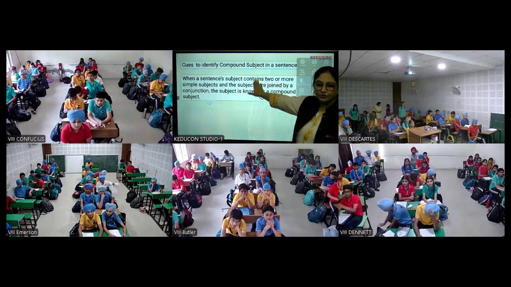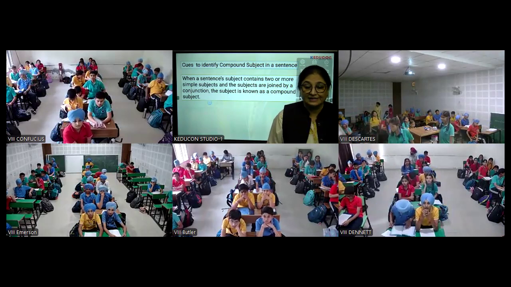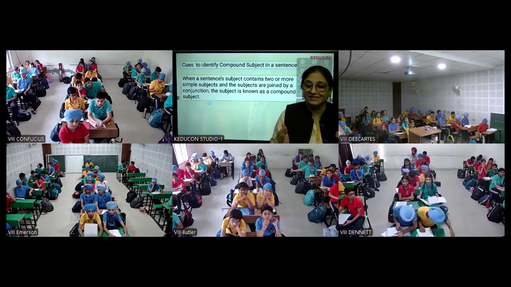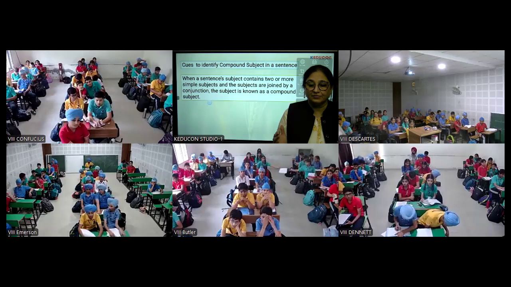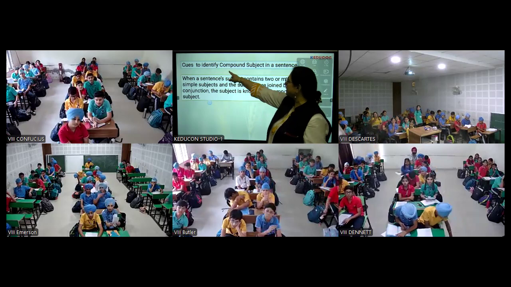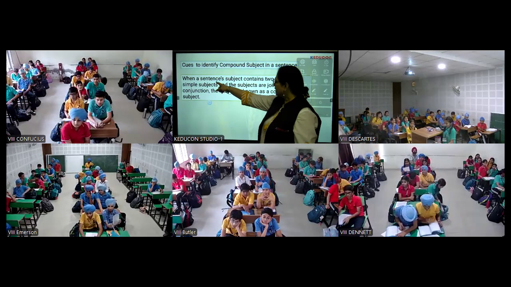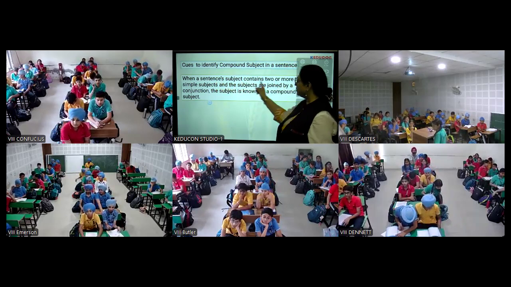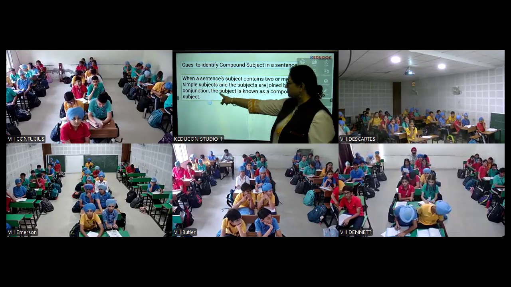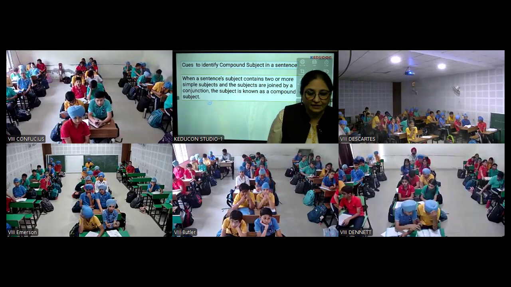Okay, I want you to read this so that you will not make a single mistake. And still, if you have any concerns, you can always ask me. Okay, you can come up with your questions. These are the cues to identify compound subjects in a sentence. So first, a sentence's subject contains two or more simple subjects, like we did in the previous example. And the subjects are joined by a conjunction. The subject is known as compound. Exactly what you saw in the example.